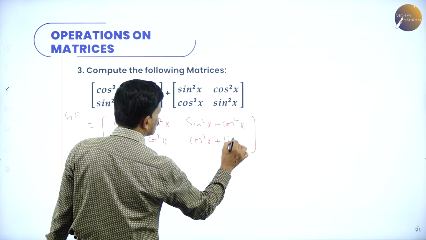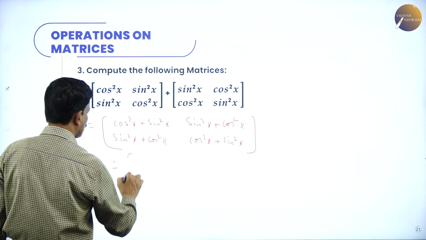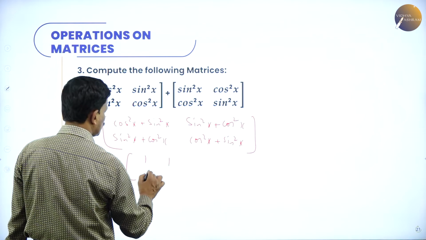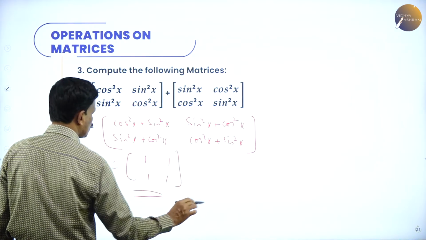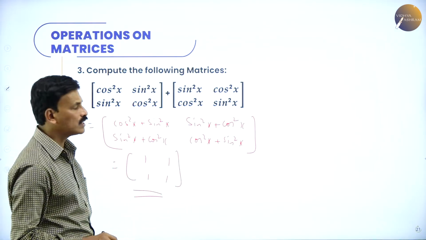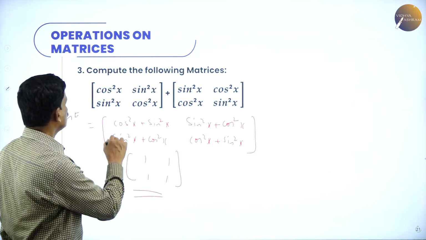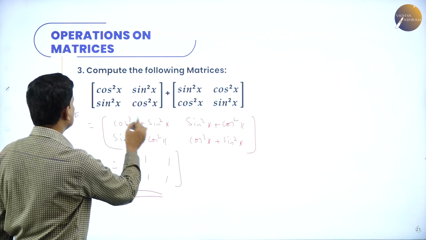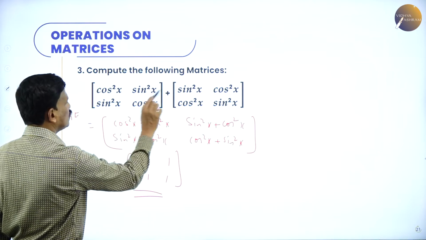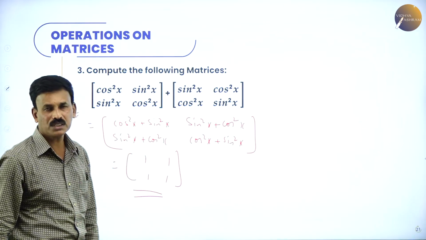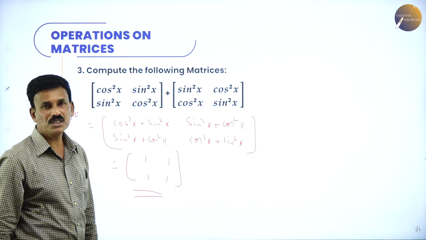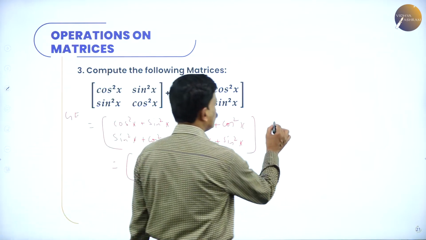So, you know this is an identity. Sin square theta plus cos square theta is 1. Cos square theta plus sin square theta is also equal to 1. So 1, 1, 1, 1 is the required answer. Sin square theta plus cos square theta is equal to 1.